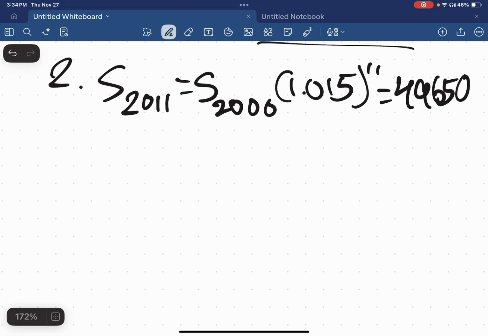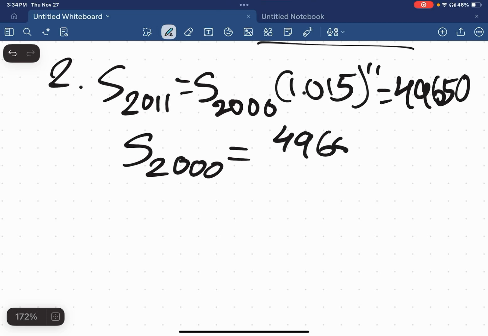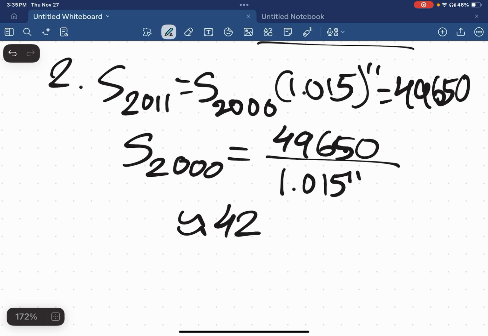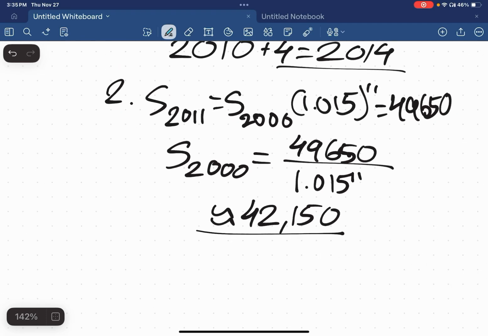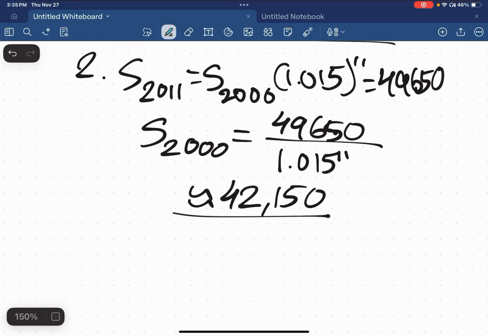Okay, that means that her wage or her sum in 2000 is going to be equal to 49,650 divided by 1.015 to the 11th, and that is around 42,150 to the nearest euro. Oh, that's euros. It just came back to my brain. But yeah, that was a bit confusing.